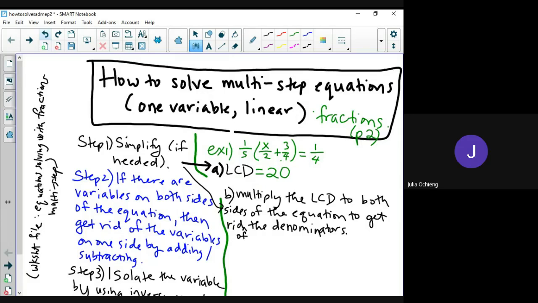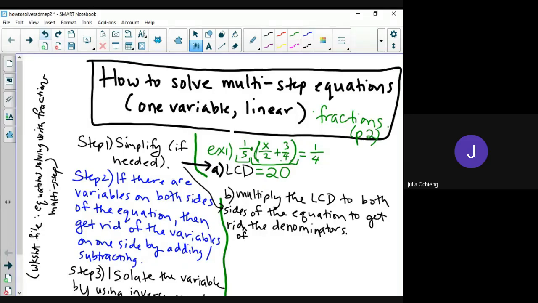All right, so my least common denominator is 20. I'm going to multiply the LCD to both sides of the equation to get rid of the denominators. So I'm going to take this fraction and multiply it by 20, and I'm also going to take this fraction and multiply it by 20. Now, this one is a tricky problem because you have to stay aware that on the left-hand side, it's 1/5 times x over 2 plus 3 over 4. And x over 2 plus 3 over 4, this whole thing counts as one factor times the 1/5.